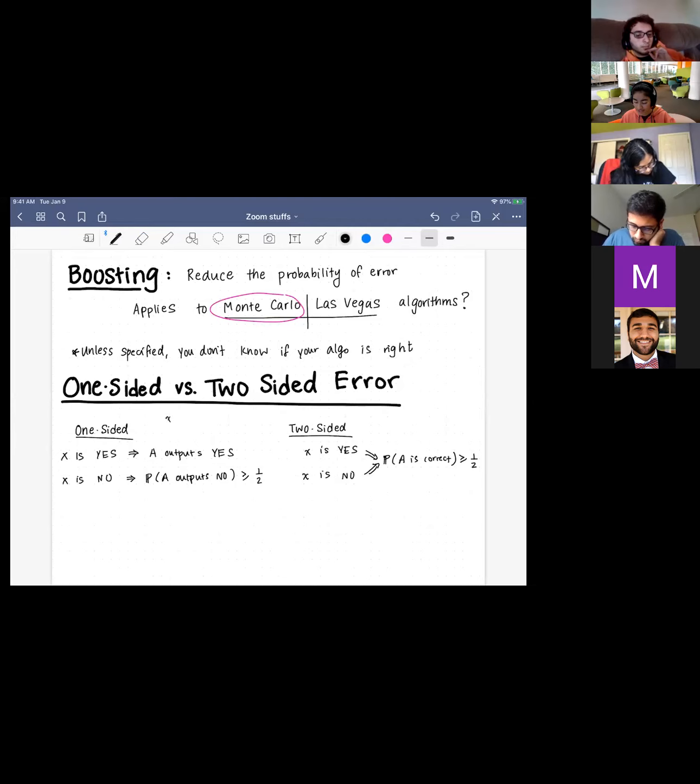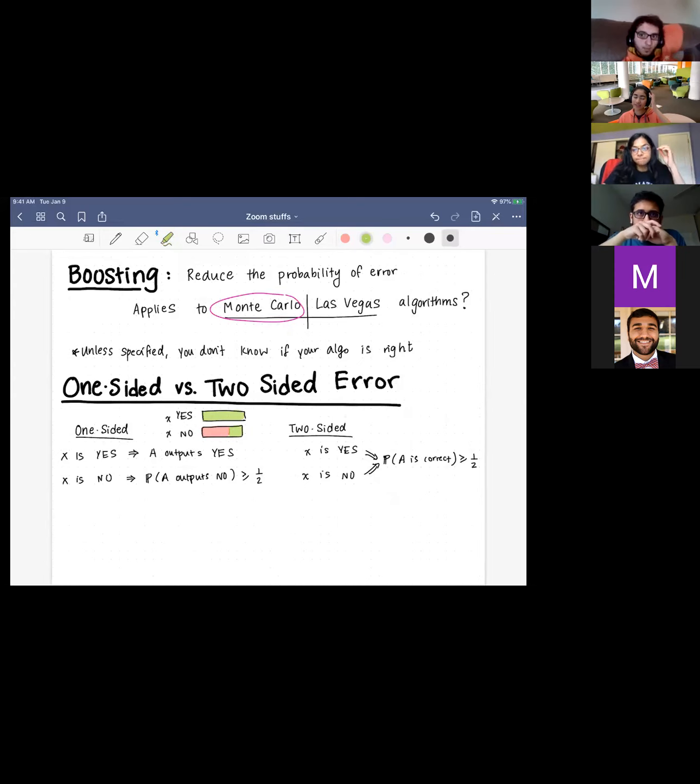One way I like to visualize it, this may or may not be useful for you depending on how you think, is as a probability bar. If X is a yes instance, we know that our algorithm always outputs yes. So if green means yes. And if X is a no instance, with greater than 1/2 probability, it outputs no, but there is also a probability that it might output yes.